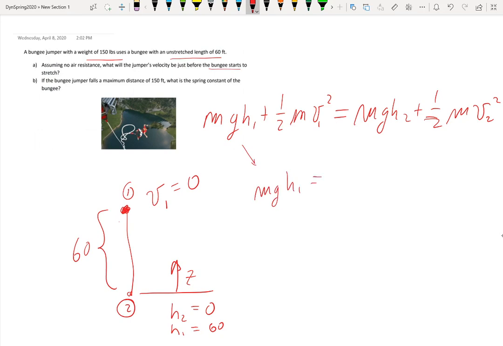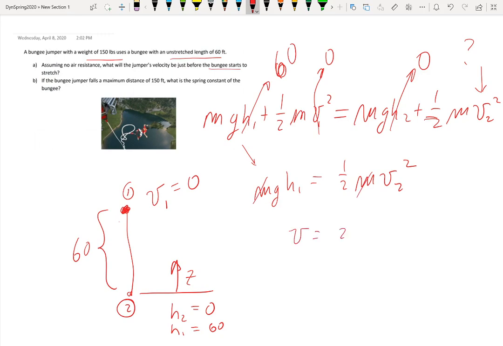So what you would have, mgh1 equals 1/2 mv2 squared, because this is 0, this is 60, this is 0, this is unknown. Cancel out your m's. Your velocity is equal to the square root of 2gh. That'll tell you the velocity at 2 right there.